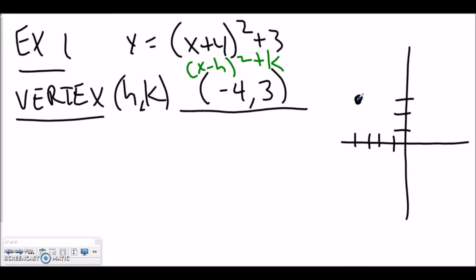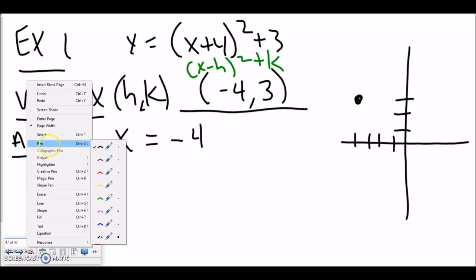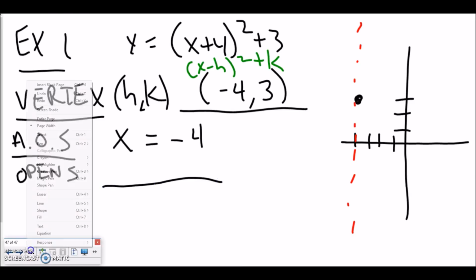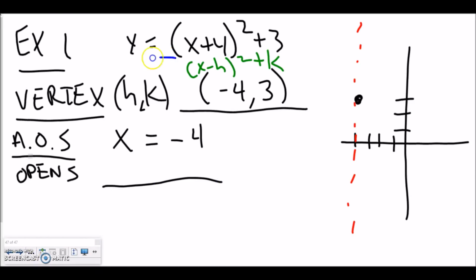Next, axis of symmetry, which we will abbreviate AOS. I just told you in the last slide, for the axis of symmetry, x equals h. What does h equal? -4. So let's draw that with a dashed line. Everywhere that x equals -4, bam, did that. All right, let's do the next part. We need to know which way this opens. Well, we look for a, the number in front of the parentheses. In this case, that's 1. That's positive, so it opens up. So we know that's my parabola.